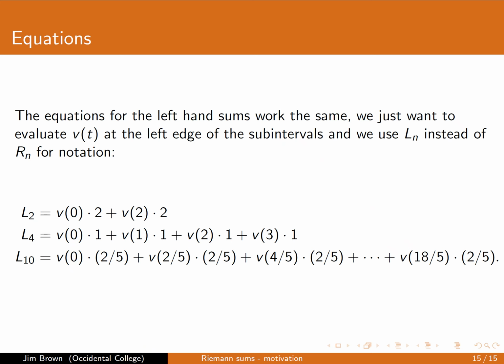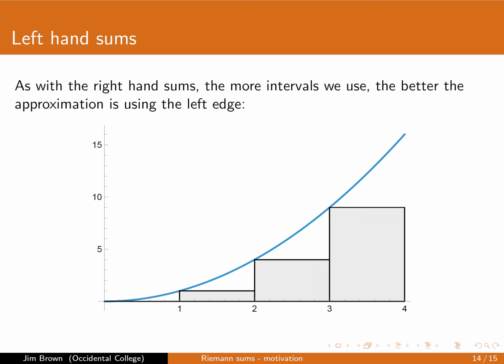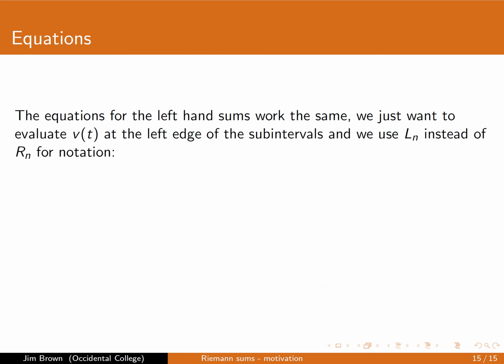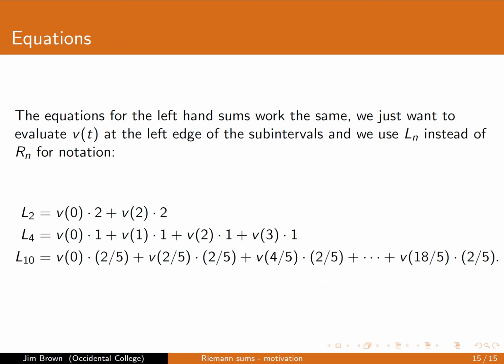Notice since we're just doing the left edge here, if we look back at the picture, we don't have a rectangle that touches at 4. The furthest one touches at 3. So we have 4 rectangles at 0, 1, 2, and 3, so we don't touch 4. Just like when we were doing the right hand, we didn't have one that touched at 0. So we just have to make sure we count the number of intervals we're using and get the right one.